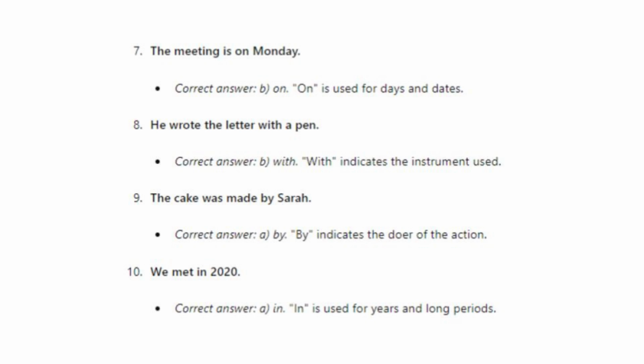8. He wrote the letter with a pen. Correct answer: B, with. With indicates the instrument used. 9. The cake was made by Sarah. Correct answer: A, by. By indicates the doer of the action. 10. We met in 2020. Correct answer: A, in. In is used for years and long periods.